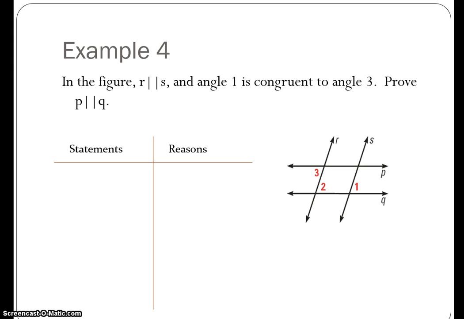Our last one, oh, proofs. Who doesn't love proofs? Yay! All right, in this figure, R is parallel to S. So I already know that this line here is parallel to this line here. So both P and Q are going to be transversals.